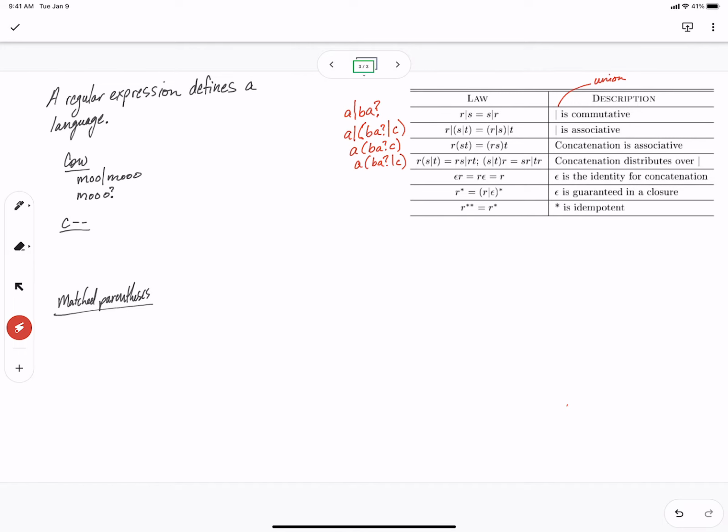In fact, let's write the language here. So we have the language is the set moo and mooo. And here, the language is the same thing. We have moo, or we have that with the optional O at the end.